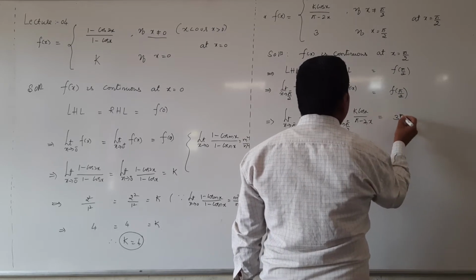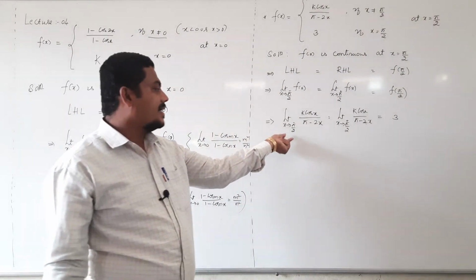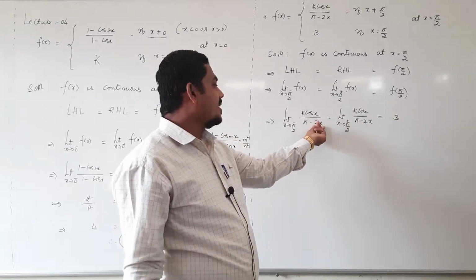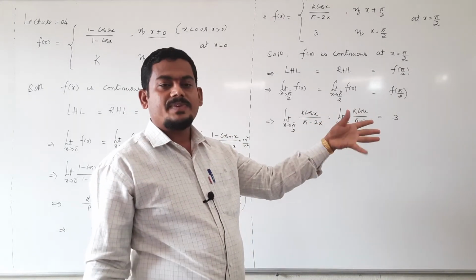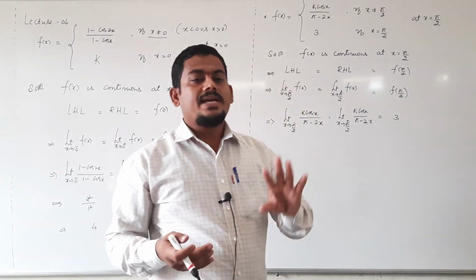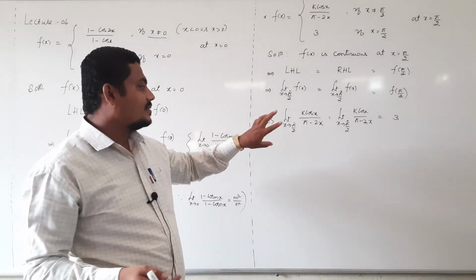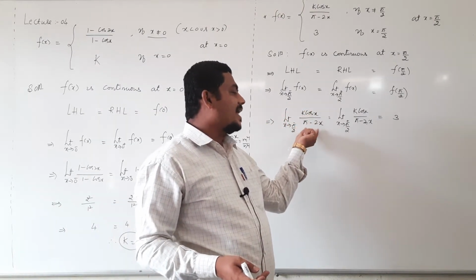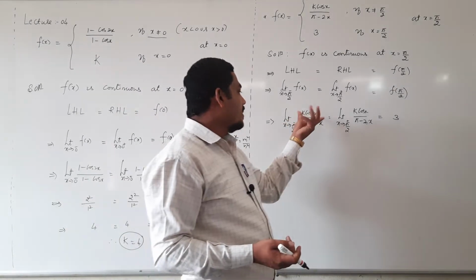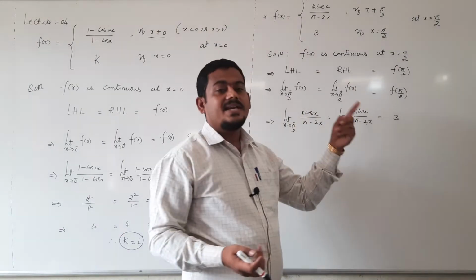that's equal to 3. Once you put x value pi by 2, then what happens? Cos pi by 2 is 0, and in the denominator, if you put x value pi by 2, pi minus pi is 0. So 0 by 0, which means indeterminate form. Indeterminate form means a meaningless term, its value is not 0 by 0. We get an indeterminate form, so we should eliminate it.